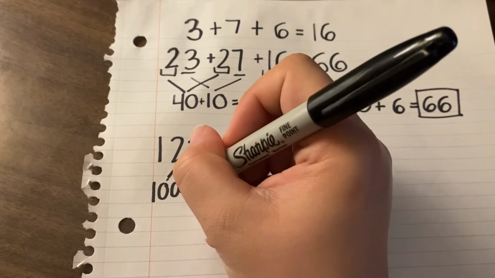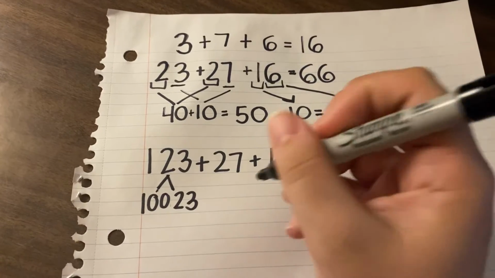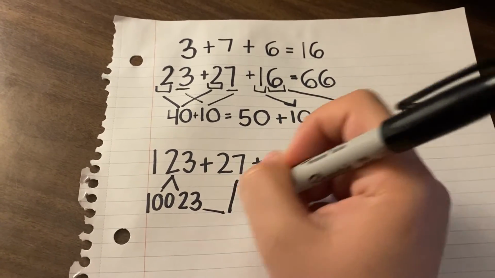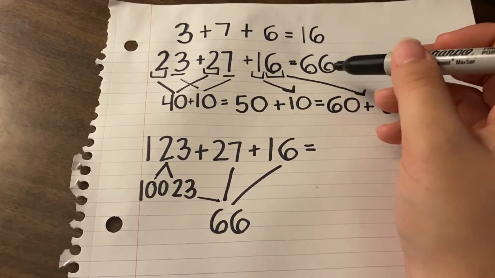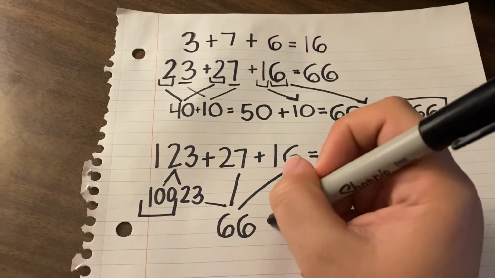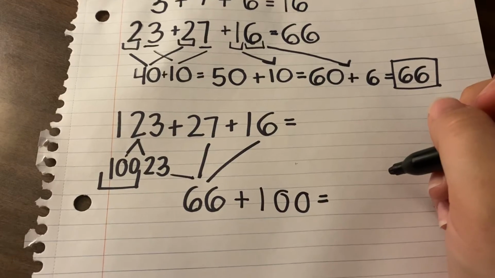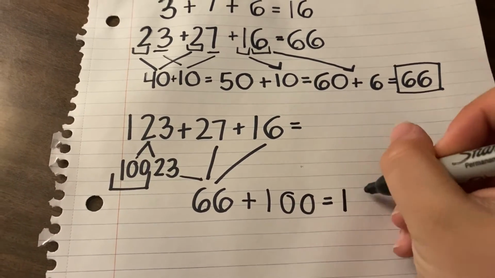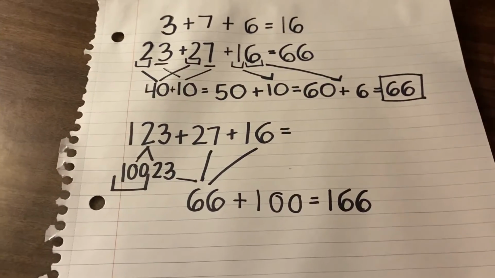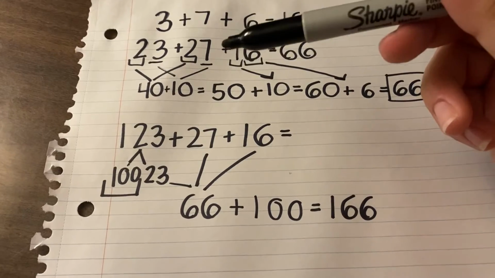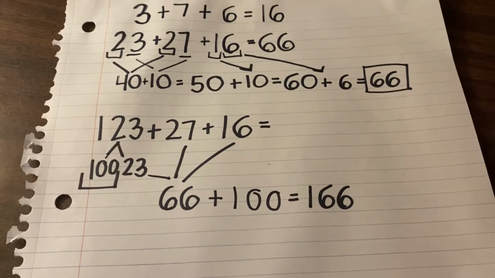So if I look at just my 23 plus 27 plus 16, it's the same problem as up here. So I know that will equal 66. The same answer as up here. But I have this 100 left over. So what is 66 plus 100? What do you think, yellow roomers? 166. So when we're solving problems like this with multiple addends, we can break apart our numbers to find bonds that we know in order to more easily solve them.